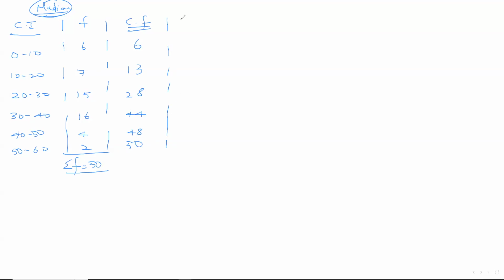Now, again, the class interval is there. There's a problem. We're supposed to find the midpoint. Midpoint is always represented by what? X. We will find the midpoint. Don't you think the midpoint of 0 and 10 is 5? Next will be 15. Next will be 25. Next will be 35. Next will be 45. Next will be 55.